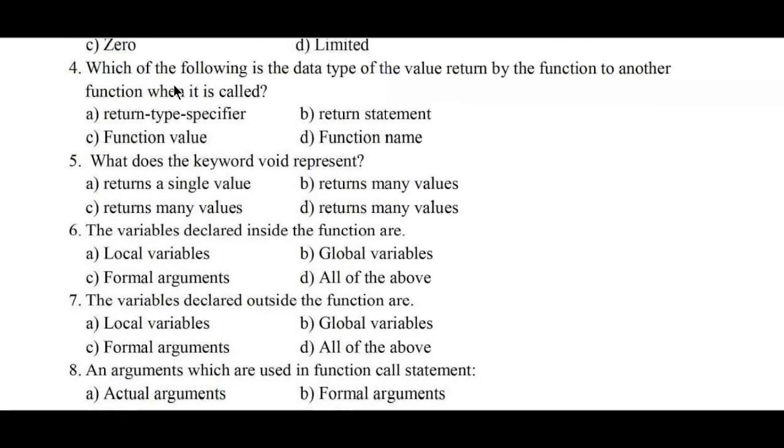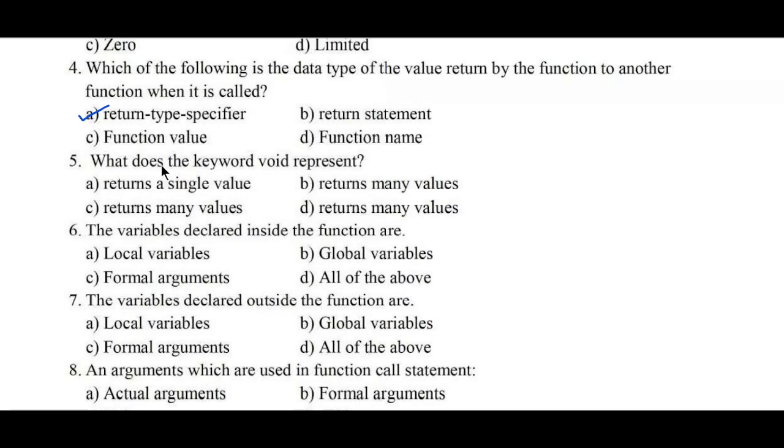Question number 4. Which of the following is the data type of the value returned by the function to another function when it is called? Option A, return type specifier. B, return statement. C, function value. D, function name. Here option A, return type specifier is the right answer.